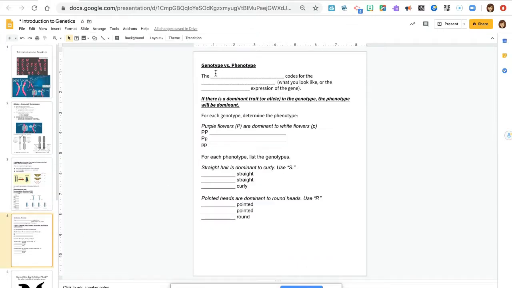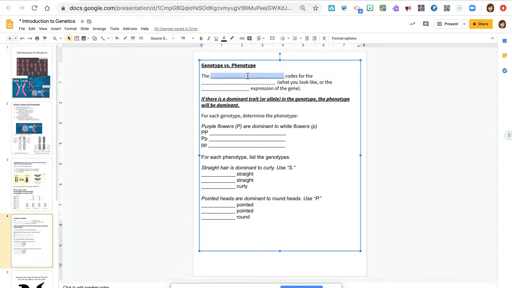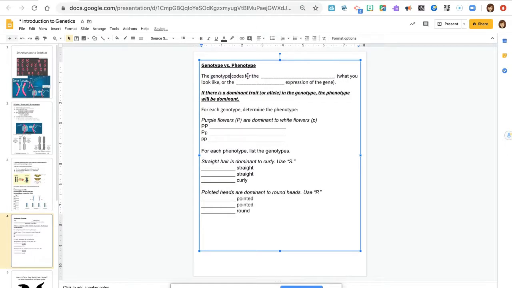Next, genotype versus phenotype. The genotype codes for the phenotype. We kind of did this when we did BioDog. I gave you a list of genotypes and then you converted that into the physical appearance. So genotype means gene, phenotype has the PH here for physical expression. So what you look like, or the physical expression of the gene. If there is a dominant trait or allele in the genotype, the phenotype will always be dominant.